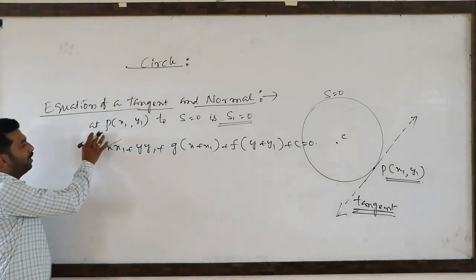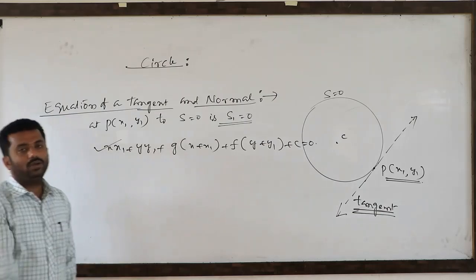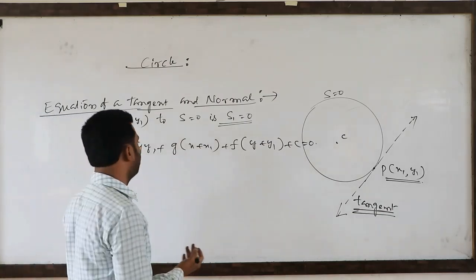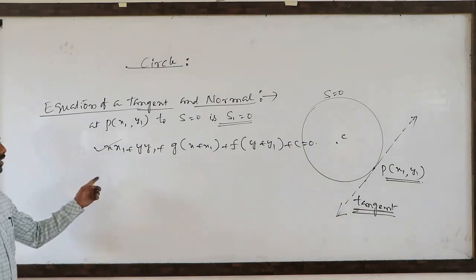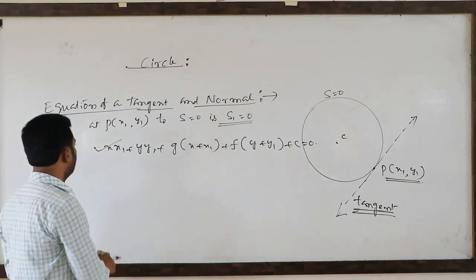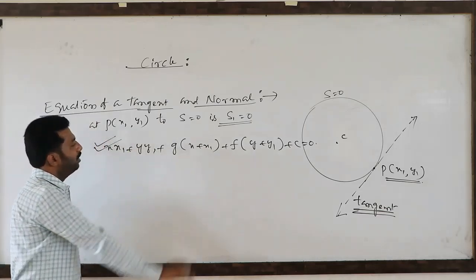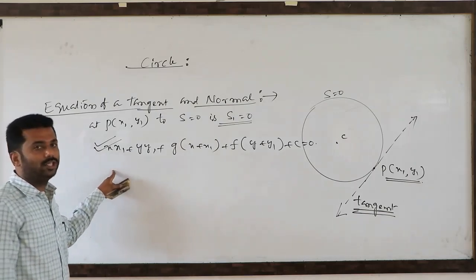When this is the general equation of a circle, for example, x square plus y square equal to a square, what is the equation of the tangent? Already I told you the notations: x x1 plus y y1 minus a square equal to 0. So this is the formula to calculate the equation of the tangent, S1 equal to 0.